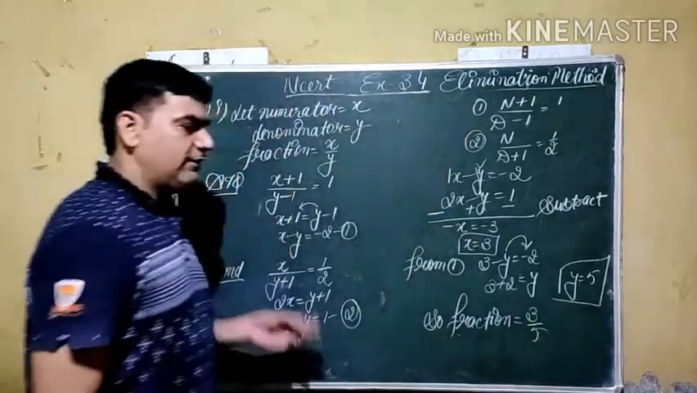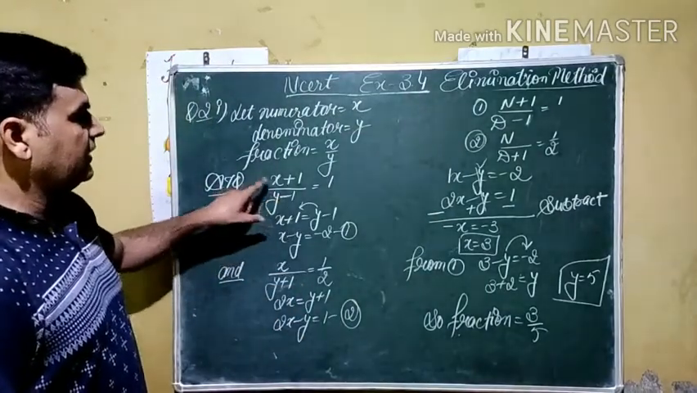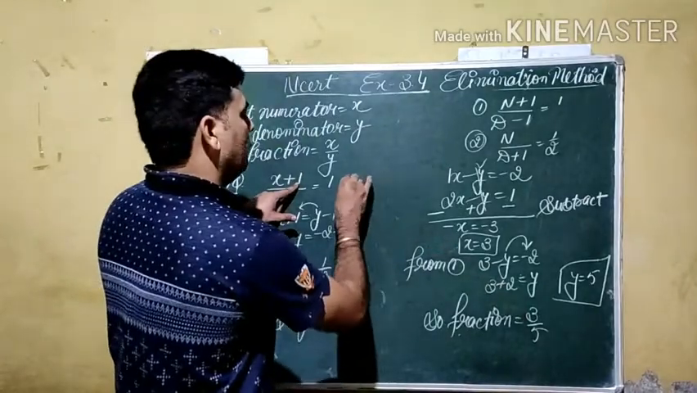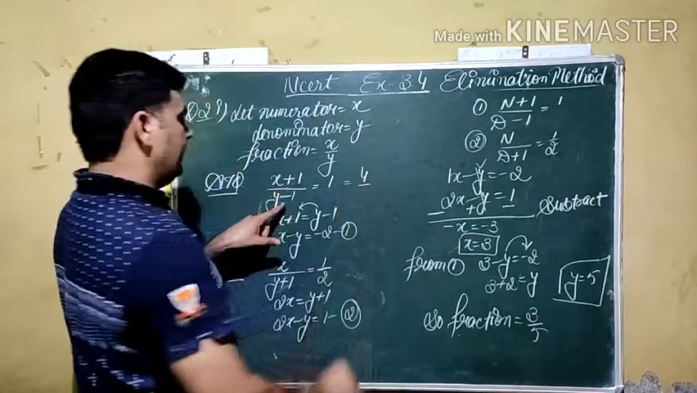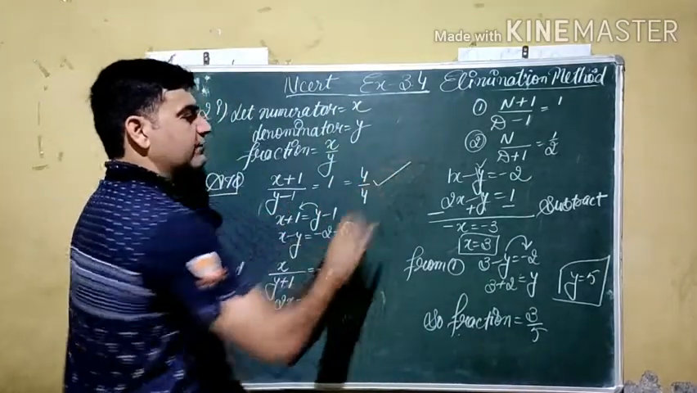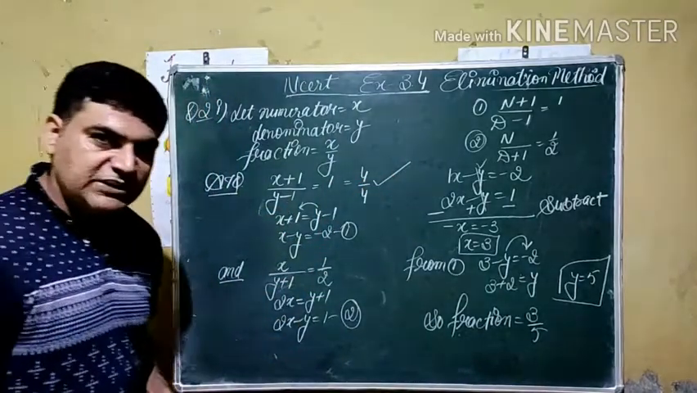We can also verify the condition. If we see this condition, the numerator increased by 1, so it becomes 3 plus 1, meaning 4. The denominator decreased by 1, meaning 5 minus 1, which is 4. 4 by 4 is 1. The first condition is verified, which means according to the first condition, our solution is right.